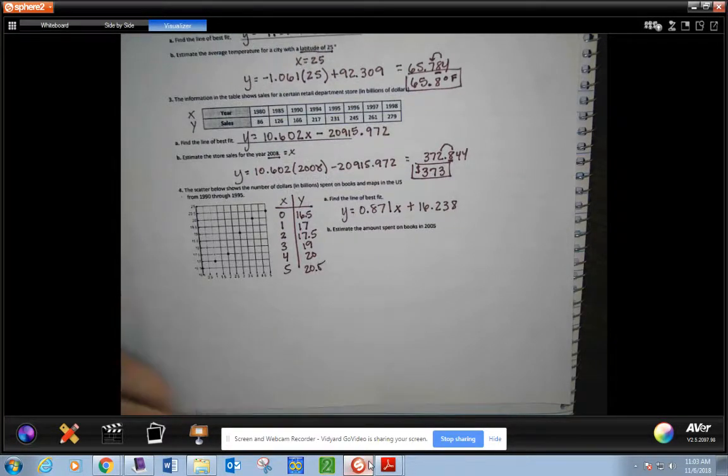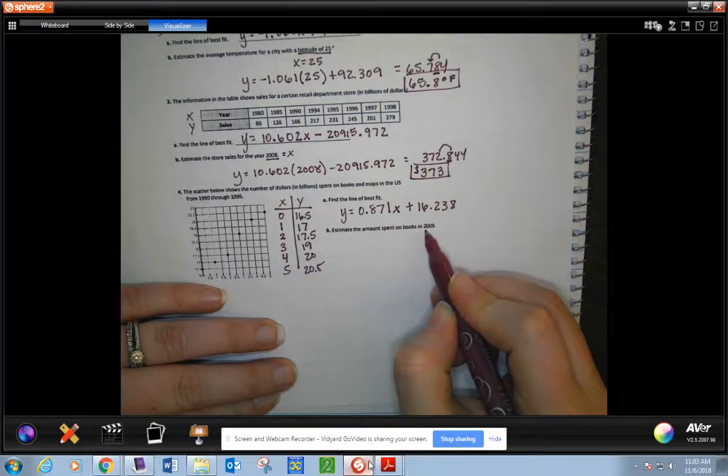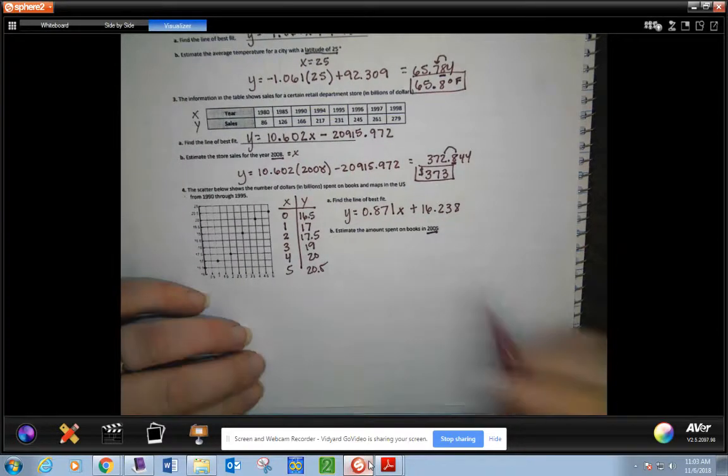And now there's a trick on B. Let's see if you get it. It says estimate the amount spent on books in 2005. Well, if you look at our table.